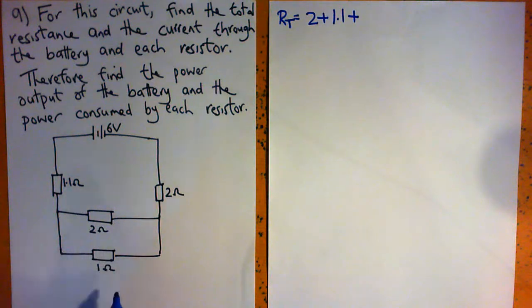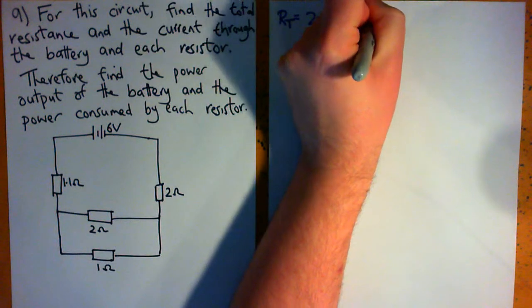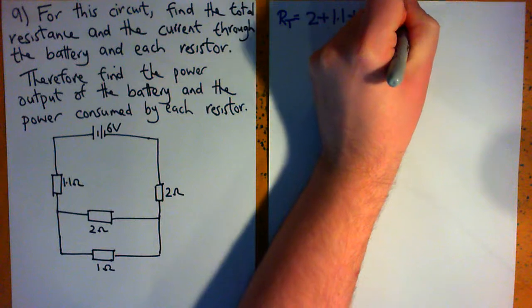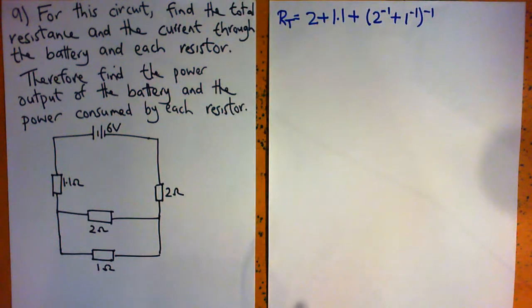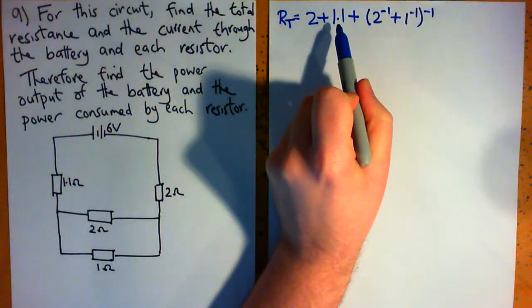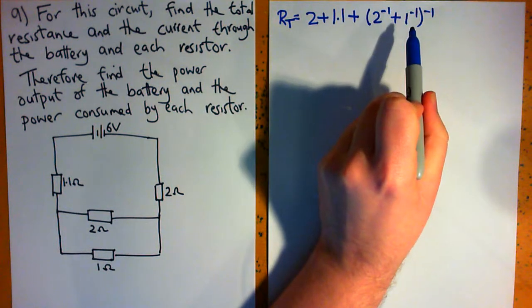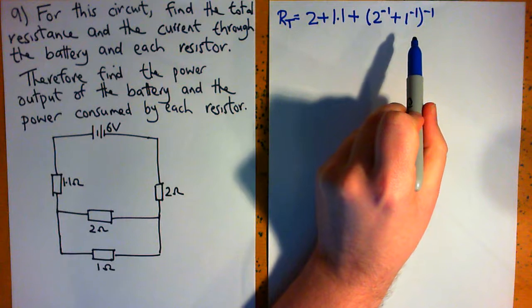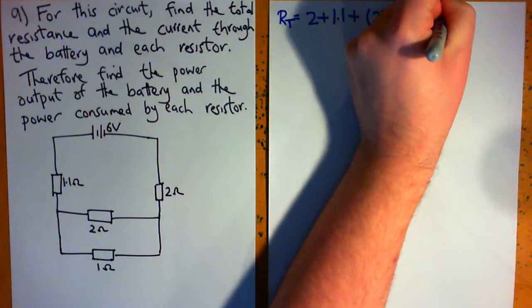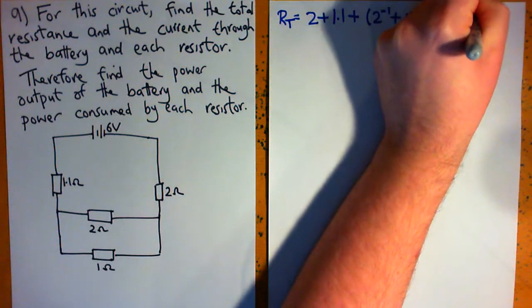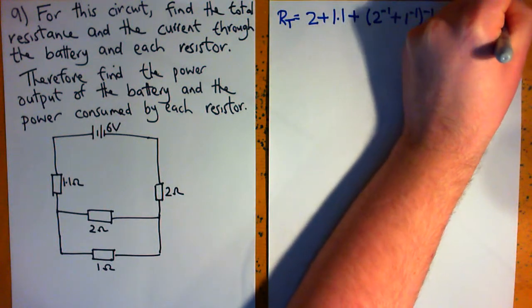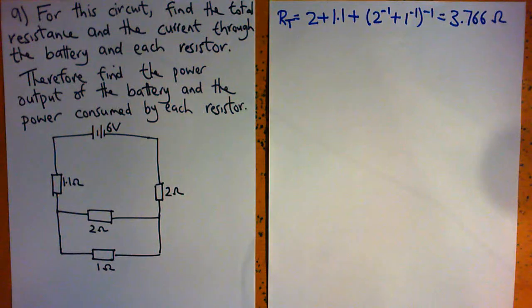And for the 2 parallel resistors, we've got (2^-1 + 1^-1)^-1. So we've got 3.1 here, and this part works out to be 0.6666, so we end up with an overall resistance of the circuit of 3.766 ohms. So there we've got the total resistance of the circuit.